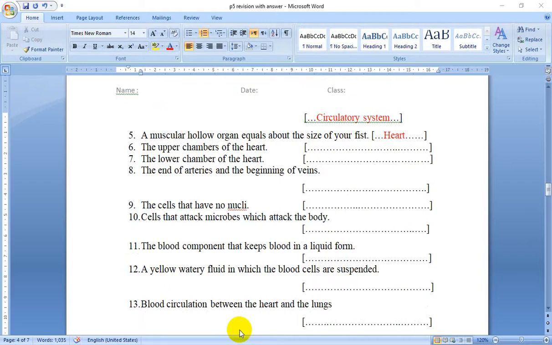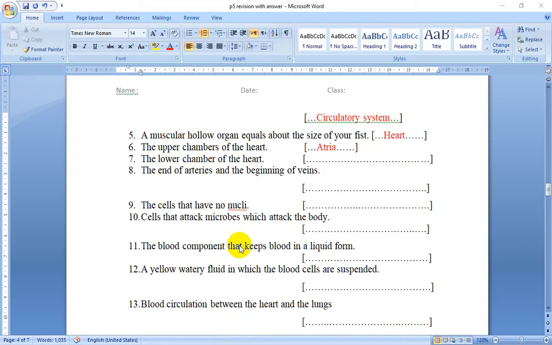The upper chambers of the heart. We have 4 chambers, 2 upper chambers and 2 lower chambers. The upper chambers, we call them atria. Atria, both of them, but one of them only, atrium. So the upper chambers of the heart, atria.